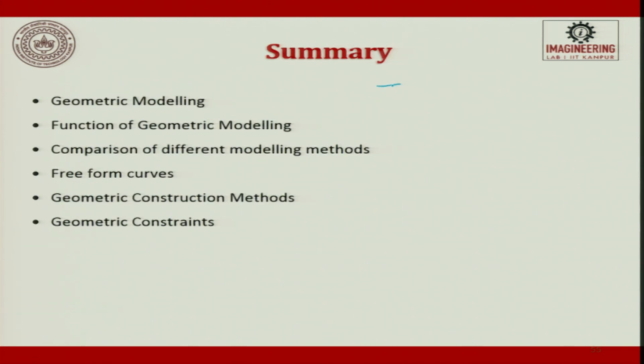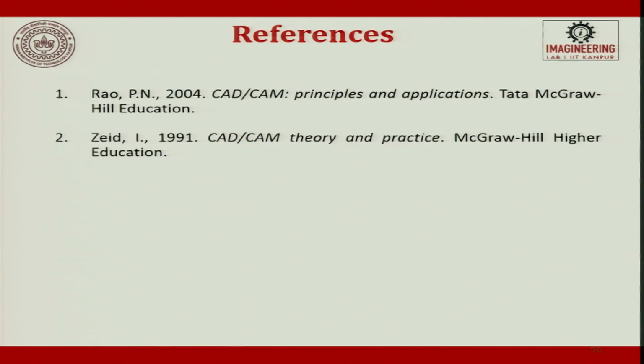To summarize, in the geometric modeling chapter, what all did we see? We saw geometric models, functions of geometric models, comparison of different modeling methods, then free-form curves, then constructive solid geometry, and at the last we saw constraints. This will help you to draw the drawings without any error. So, I would like to give you a take home assignment. I will just give you two assignments.